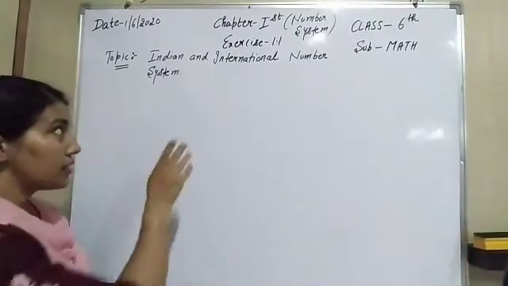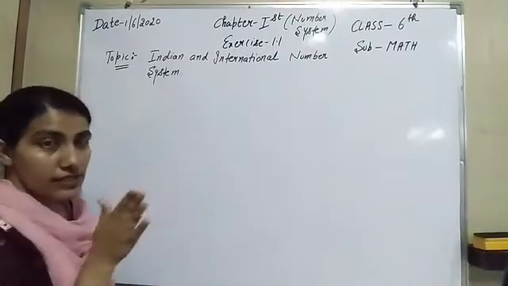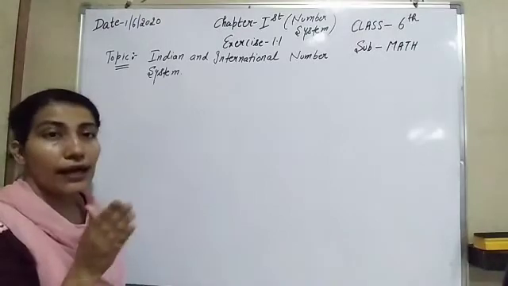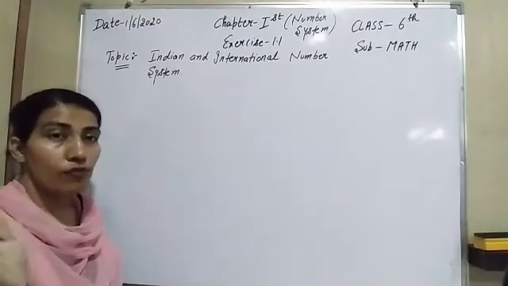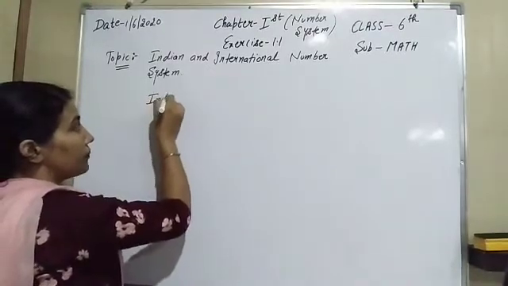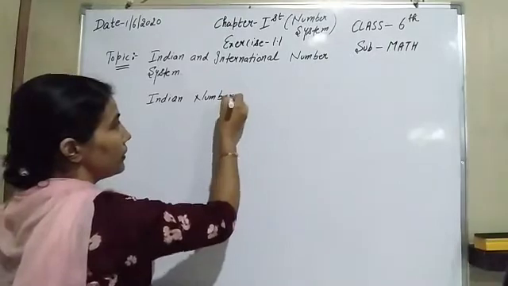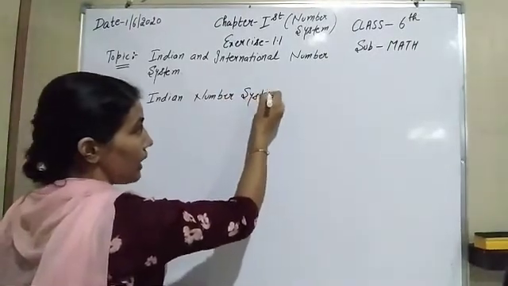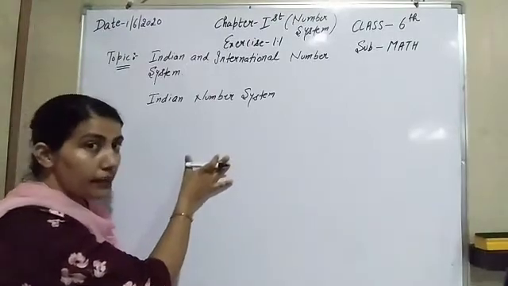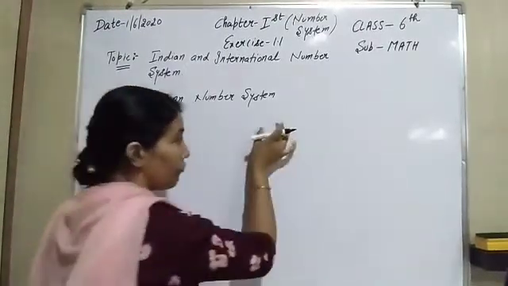In this chapter, we will discuss firstly the Indian and international number systems. How can we write numbers in Indian and in international system form? So let's start. Firstly, we will discuss the Indian number system. I am going to make a table so that you can understand easily in which way we can write numbers in the Indian number system.